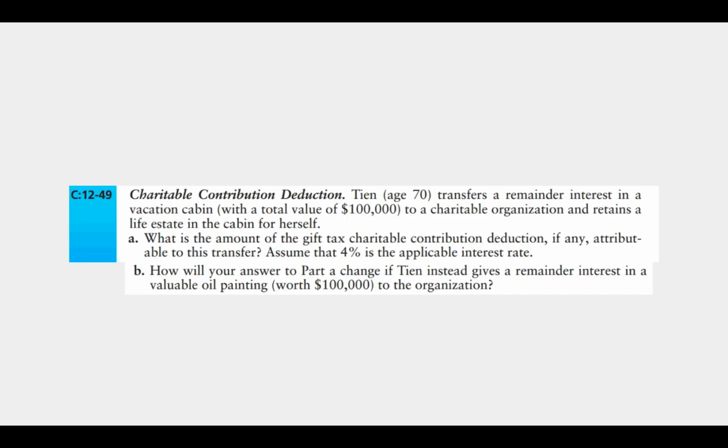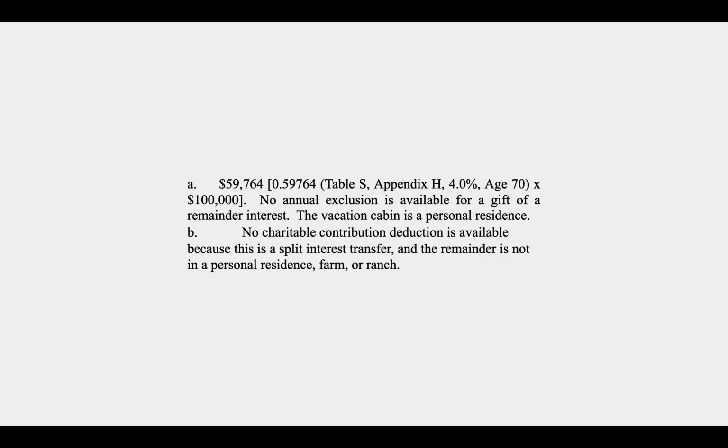Tien, age 70, transfers a remainder interest in a vacation cabin to a charitable organization and retains a life estate in the cabin for herself. A. What's the amount of the gift tax charitable contribution deduction, if any, attributable to the transfer, assuming the 4% applicable interest rate? All right, so you can see we calculated this based on the actuarial tables, and they calculated it based on her age and the discount rate to be $59,764. That's the value of the gift, the amount of the gift.